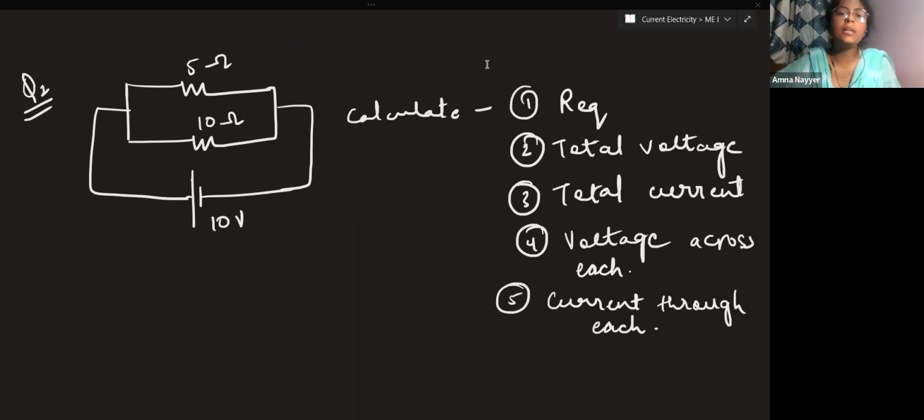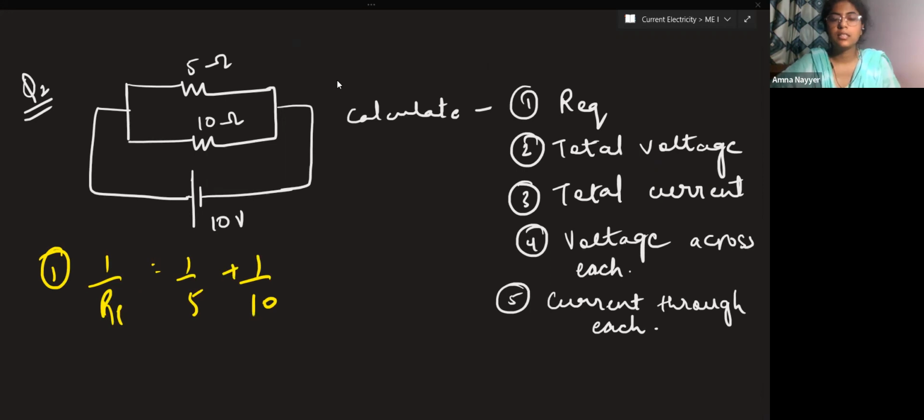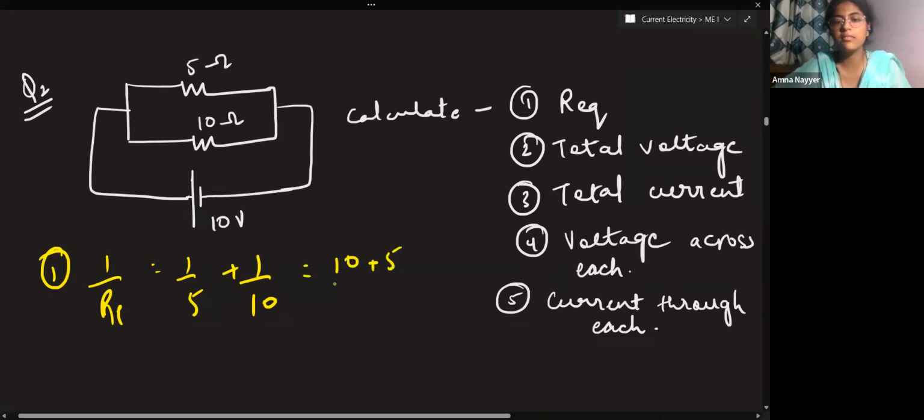So R equivalent will be what? 1 by R equivalent, this will be simply 1 by 5 plus 1 by 10. So first answer, it's 3 by 10. See, if I solve this, this becomes what? 10 plus 5 divided by 5 into 10. 1 by R equivalent is what? This is 15 divided by 50, right?